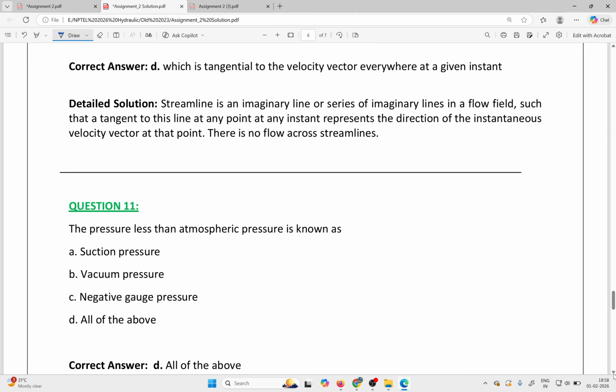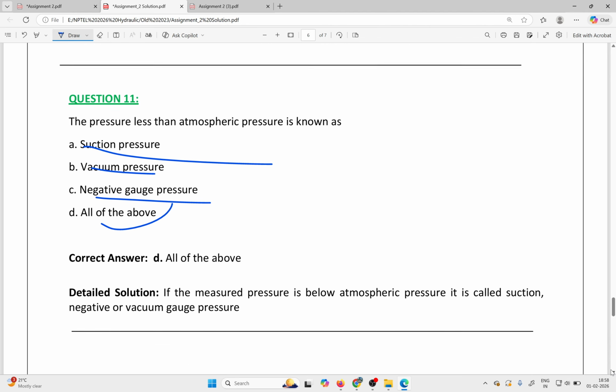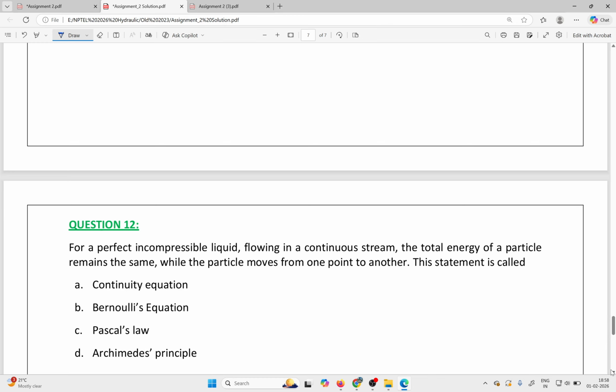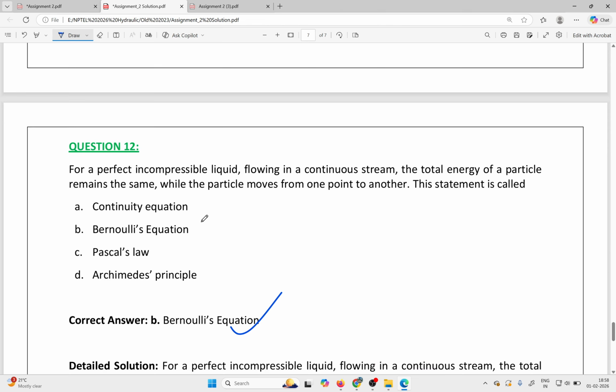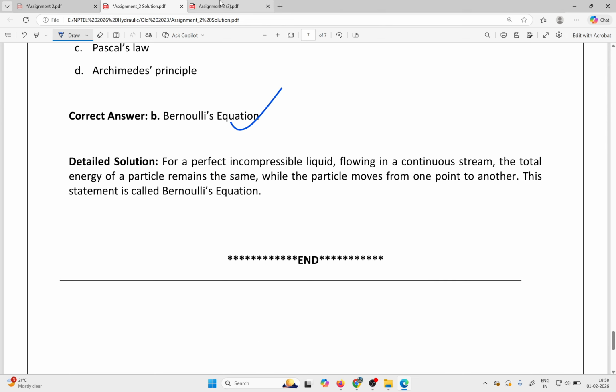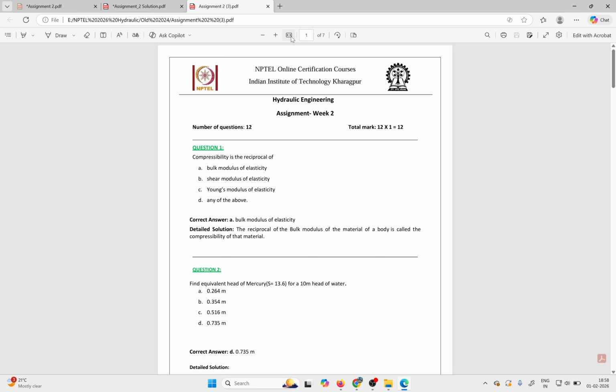Pressure less than atmospheric pressure is known as suction pressure, vacuum pressure, negative gauge pressure. All of them. This is the new question. Question number 12: for a perfect incompressible liquid flowing in a continuous stream, the total energy of a particle remains the same. It is the same Bernoulli principle we have already discussed. This set is done, now let us move to the next one.